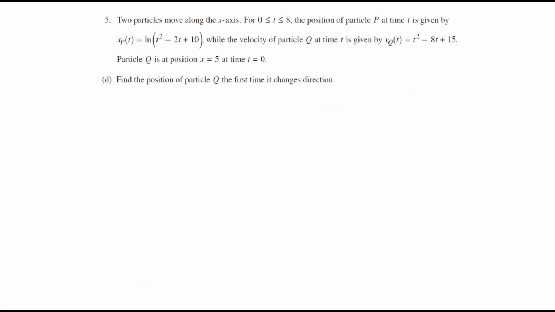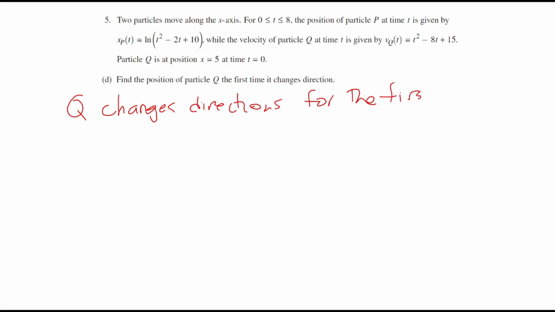So we'll first note that Q changes directions for the first time at t equals 3. You don't need to show that work again. Just make that note. So at t equals 3. So now we're trying to find the position at 3.